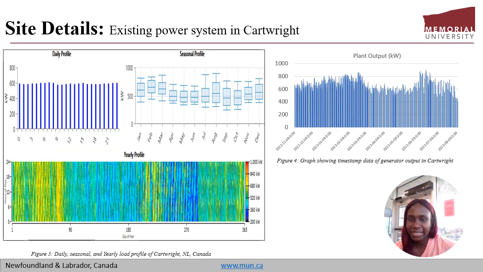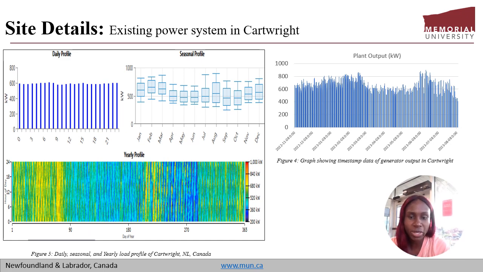We have the existing power system in Cartwright. Cartwright has 4 diesel generators, 2 of the 450 kilowatts, and then 1 of 600, and the other one is 1,050 kilowatts. They operate to supply electricity. At any point in time, 2 diesel generators are running. These graphs show the average annual load of Cartwright from 2022 to 2023, and the average annual load for that year amounted to 4.6 megawatt hours with a net peak of 902.24 kilowatts.